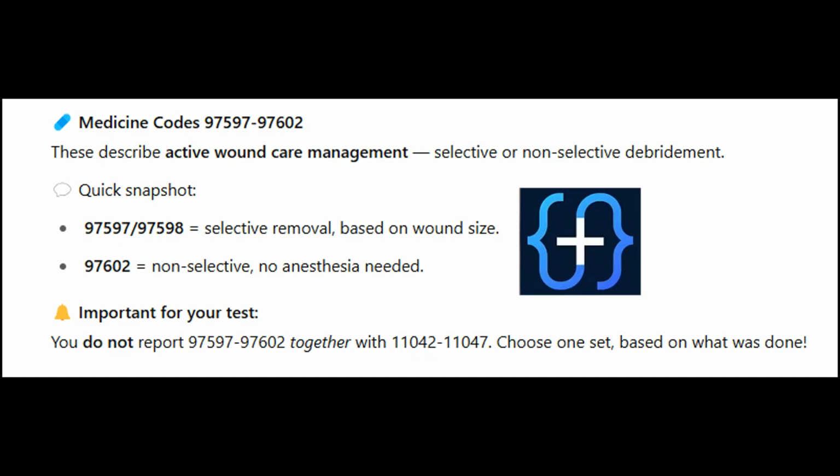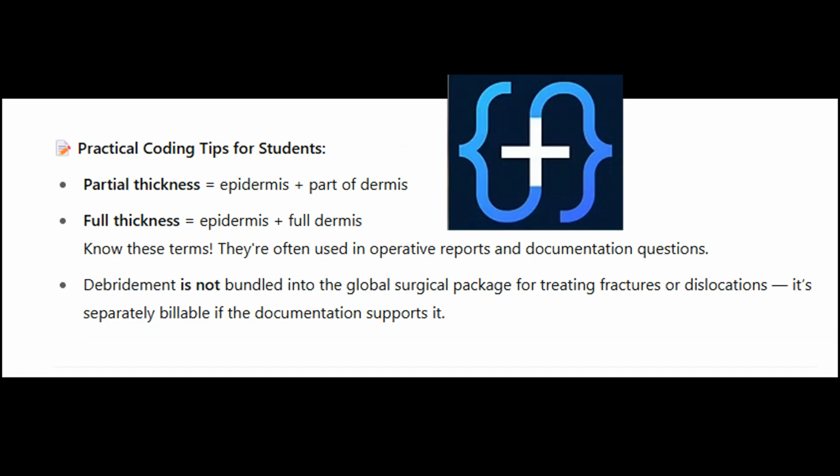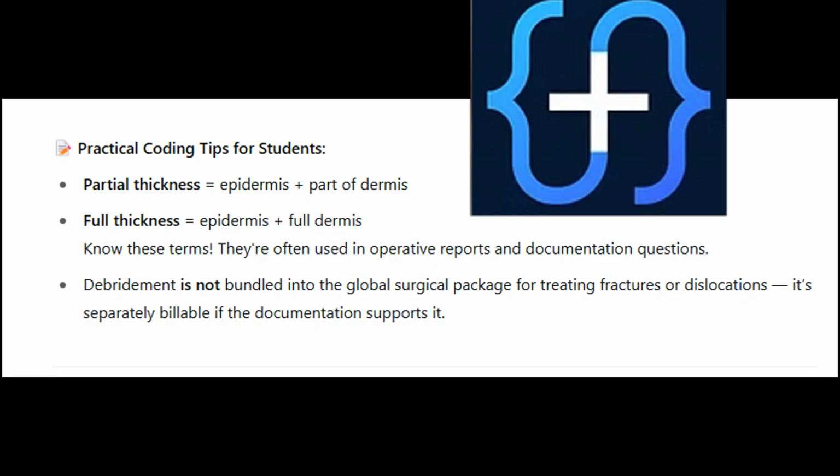Important for your test: you do not report 97,597 to 97,602 together with 11,042 to 11,047. Choose one set based on what was done. Practical coding tips for students: partial thickness equals epidermis plus part of dermis. Full thickness equals epidermis plus full dermis. Know these terms. They're often used in operative reports and documentation questions.